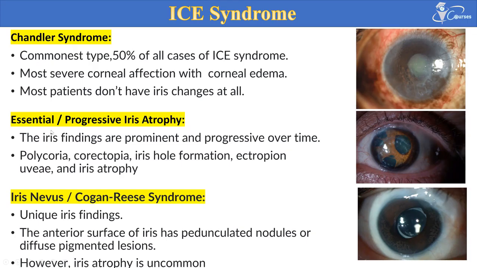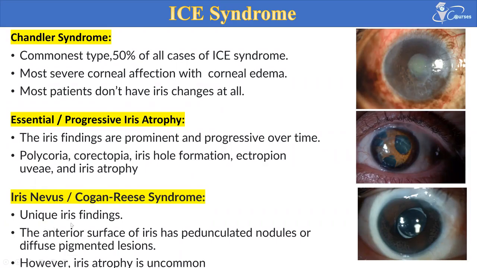Another variant is called essential or progressive iris atrophy. As the name implies, the more prominent feature will be iris atrophy. The iris findings are more prominent and more progressive over time. So there will be polycoria, multiple pupils, corectopia, displaced pupil, iris hole formation, ectropion uvea, and iris atrophy.